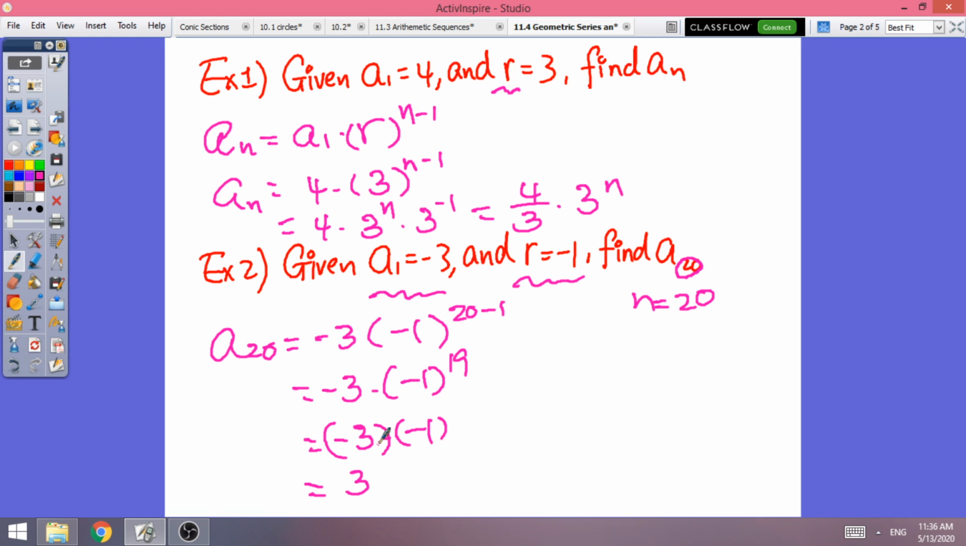Again, this one is just the alternating geometric series, simply multiplying by negative 1 every time. So it's negative 3, 3, negative 3, 3. It just keeps going on forever. Okay, now let's see what else we have for the next page.